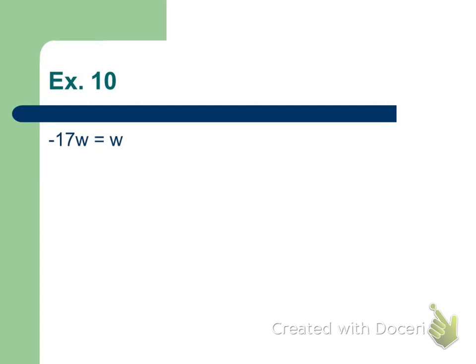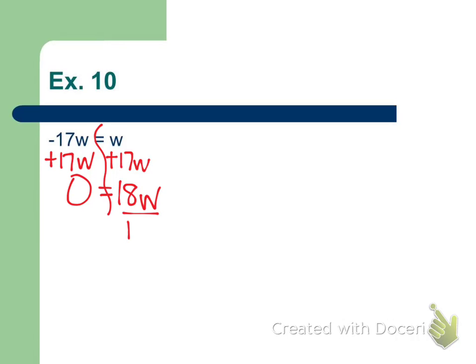This next one, a little tricky, but not awful. Which one of these is smaller? Negative 17 or 1? Negative 17 is smaller. So we add 17w to both sides. What does that leave us with over here? 0. You need to write that 0. What's 1 plus 17? How am I going to solve this? Divide just by 18. We just leave the variable alone. What's 0 divided by 18? 0. That's it. That is your answer.